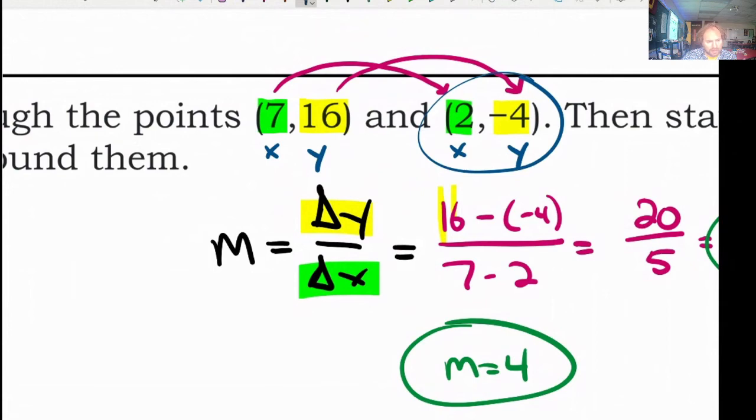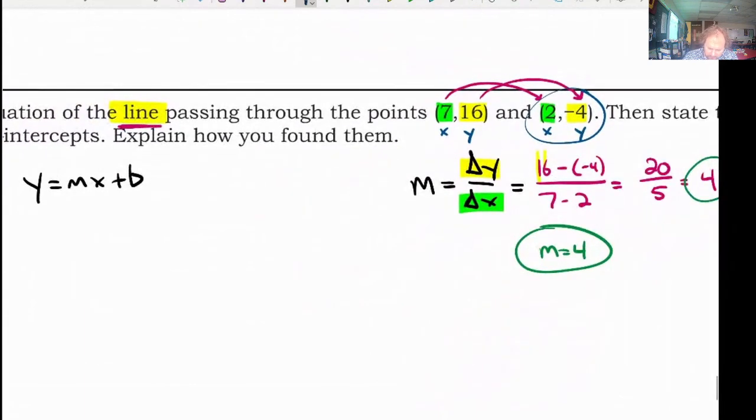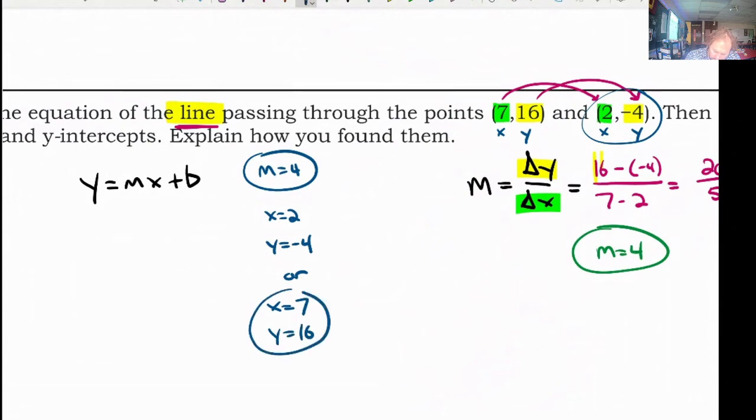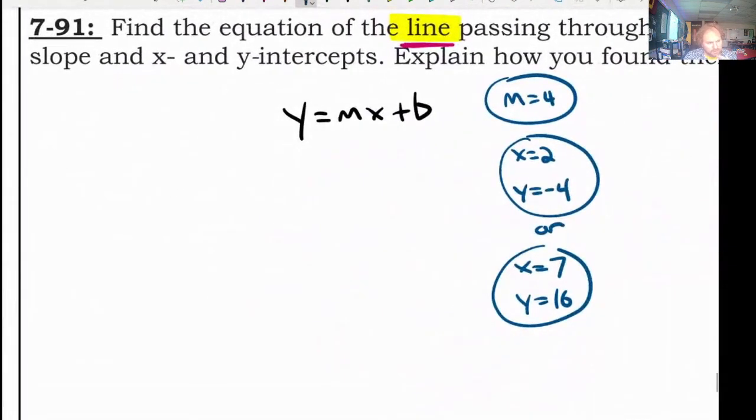What we're going to do is take one of these x-y pairs and plug it in for x and y. It's very similar to what we did in the first problem today in this video. Because we know that m is 4. We found that out to begin with. We know that x is 2 when y is -4. Or you could use x is 7 when y is 16. It does not matter which one of these pairs you use. But we're just going to plug that information right into this equation right there.